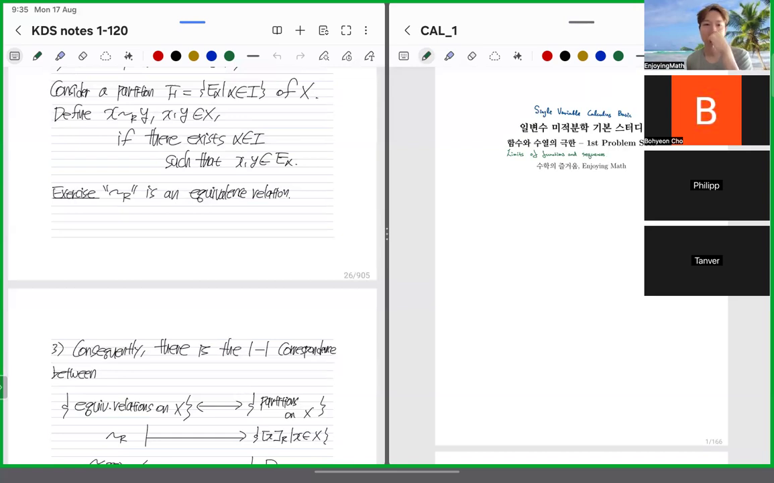In the reflexivity we had a different issue, right? For the reflexivity, what did you get? I forgot.